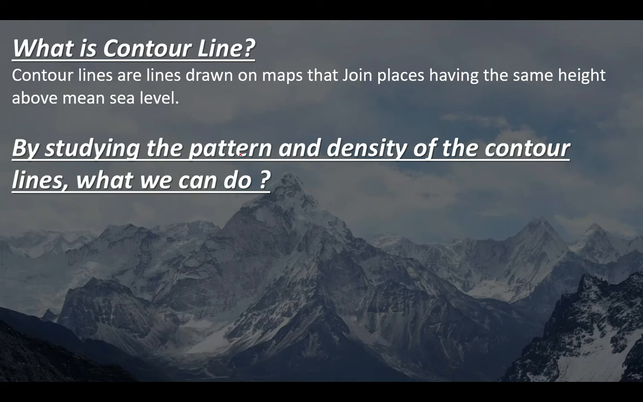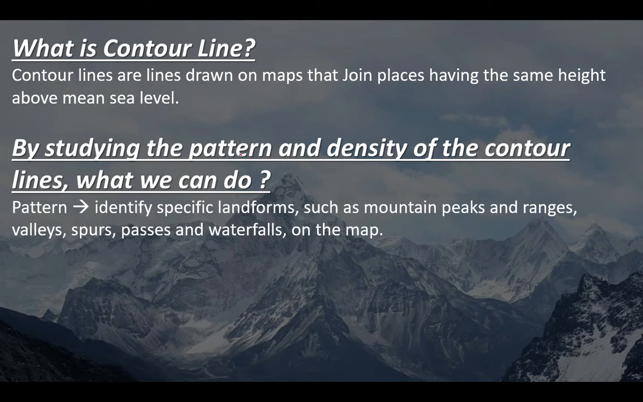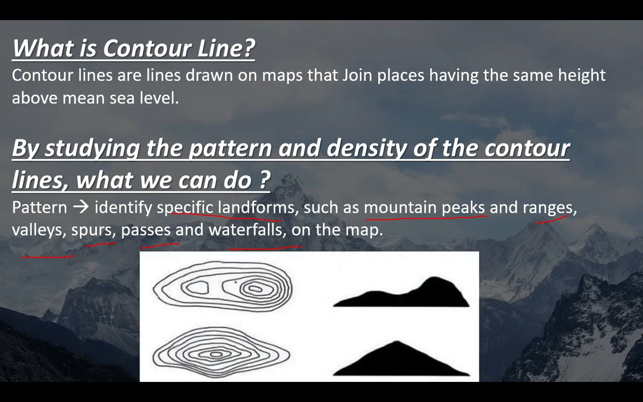By studying the pattern and density of the contour lines, what can we do? That is, what are the uses of studying the pattern? By studying the pattern, we can identify specific landforms such as mountain peaks, ranges, valleys, spurs, passes and waterfalls. Okay. So see this picture.